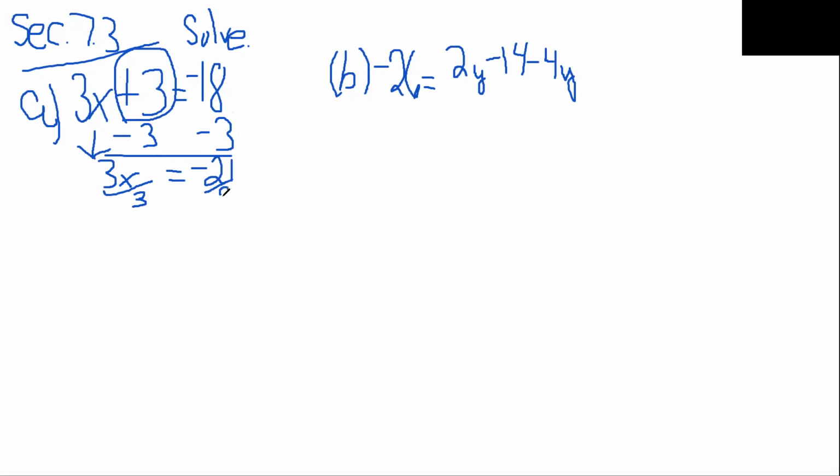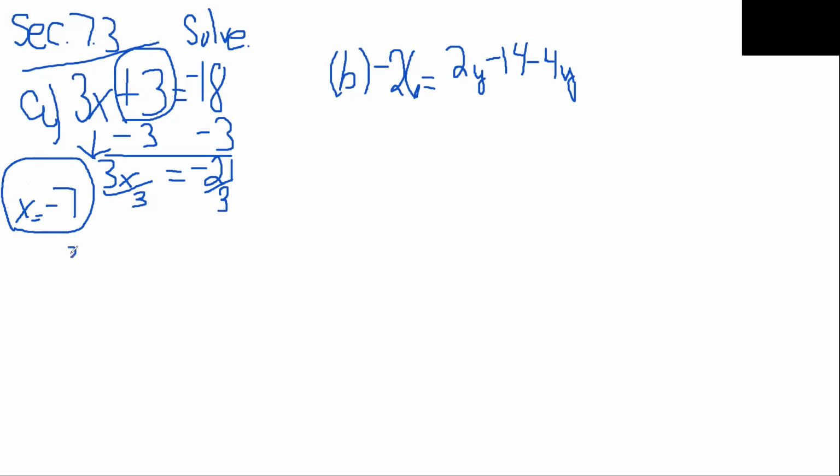And what do I realize? That x, when I divide -21 by 3, becomes a -7. Final answer. So if I want to do a check, I will simply do 3 times -7 plus 3 and see if that comes out to -18.